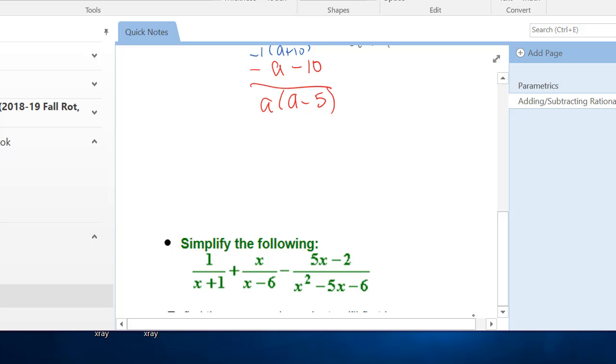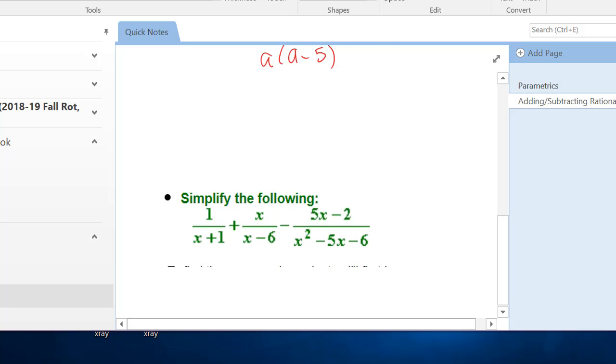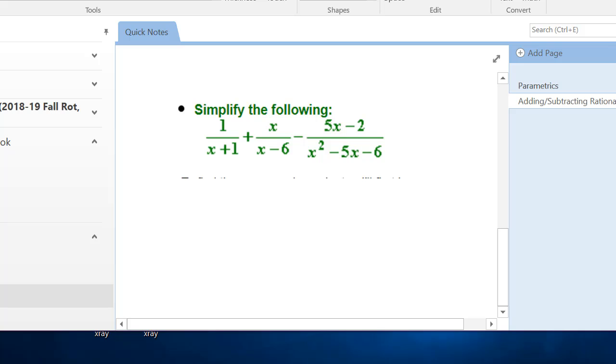All right, this is the hardest type of all. So what I'm going to do is factor this denominator to see what needs to get represented here. I know I need an x plus 1. I know I need an x minus 6. Well, conveniently, this one factors to x minus 6 times x plus 1.